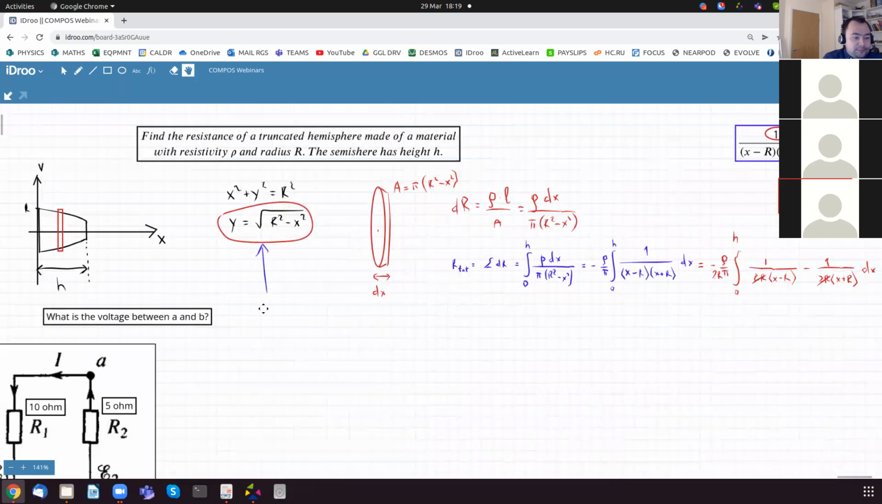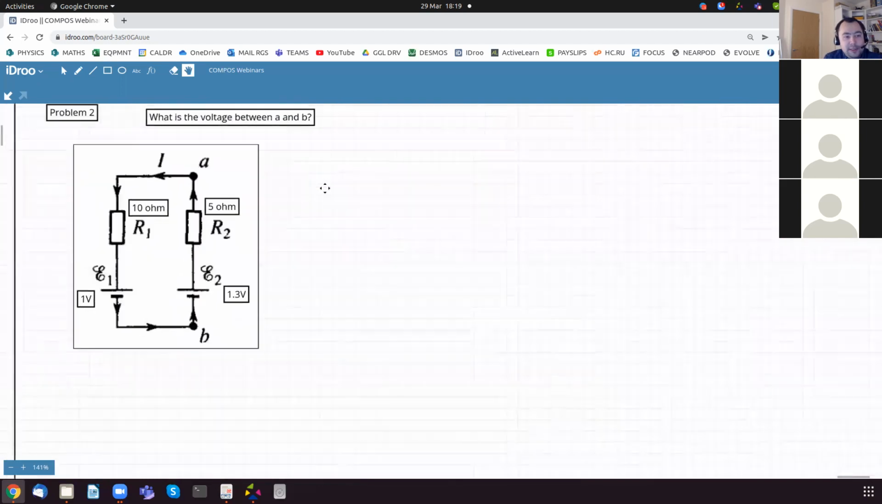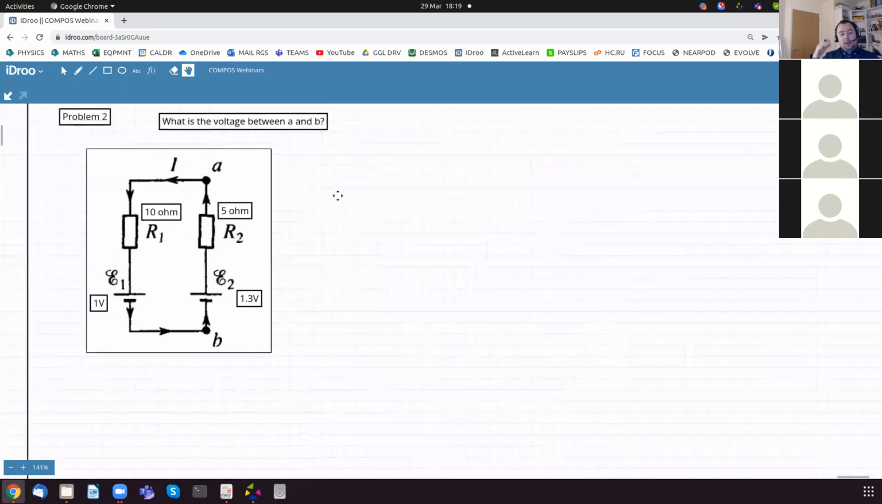Okay, moving on. We have a circuit here, and I just want to show you a method of solving circuits. The question itself is quite mundane, but the interesting thing is how I will approach finding the answer.